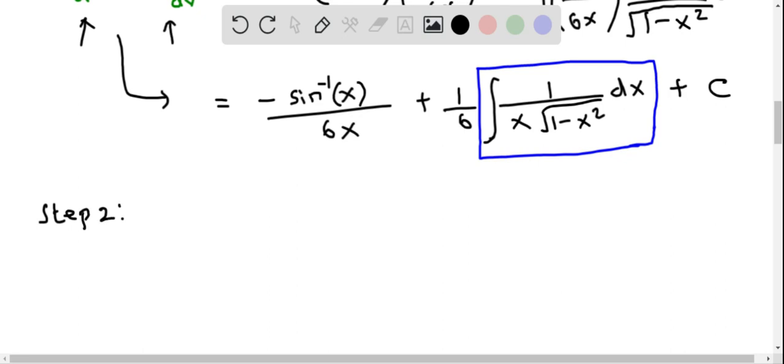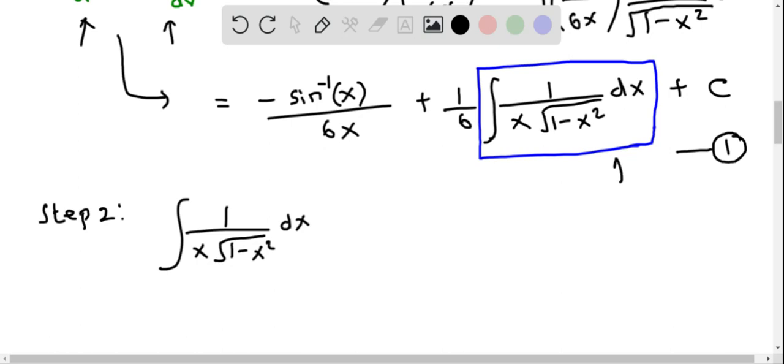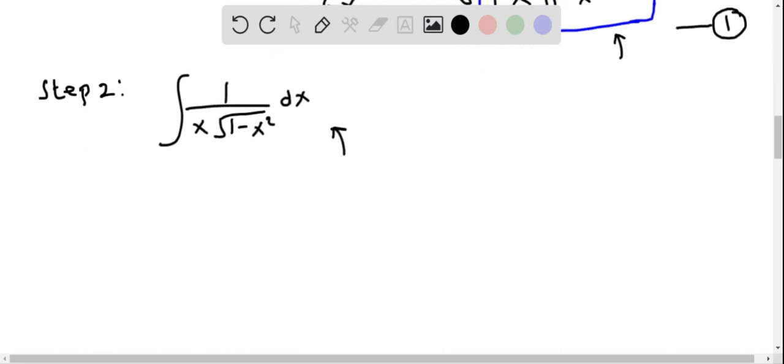Let's consider this integral separately. That is, we have to integrate 1 over x times the square root of 1 minus x squared dx. Maybe we call this equation 1. Once we determine the integral of this one, we come back here and replace this integral with the result we have found. So let's call this equation 1. Now let's focus on this, and see how to determine this integral.